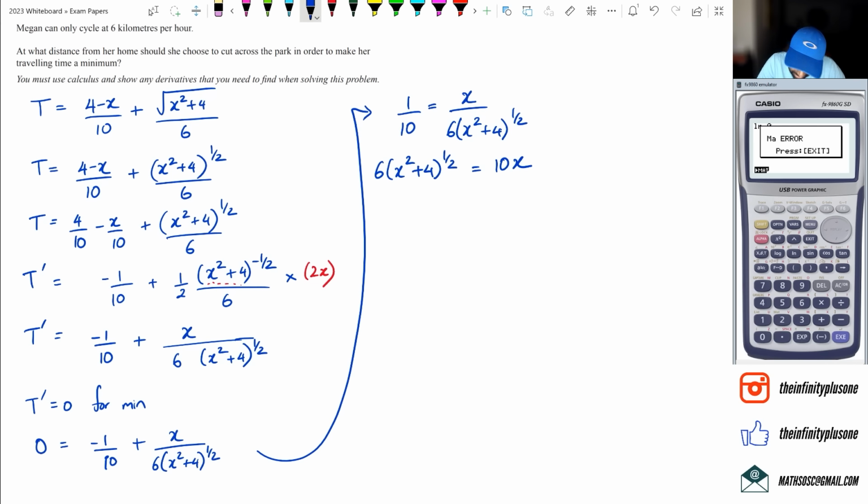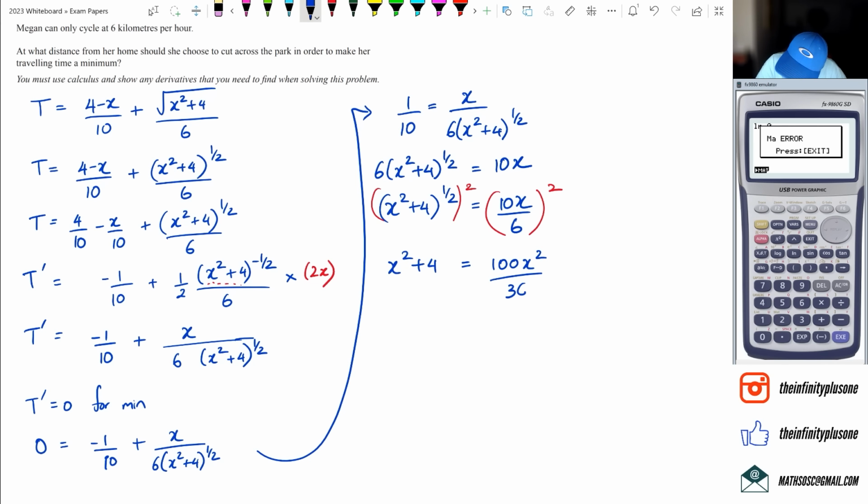Actually I should have left the 6 there, but that's fine. x squared plus 4 to the power of half equals 10x over 6. Now I'm going to square both sides to get rid of that half, and I'm going to end up with x squared plus 4 is equal to 100x squared over 36.